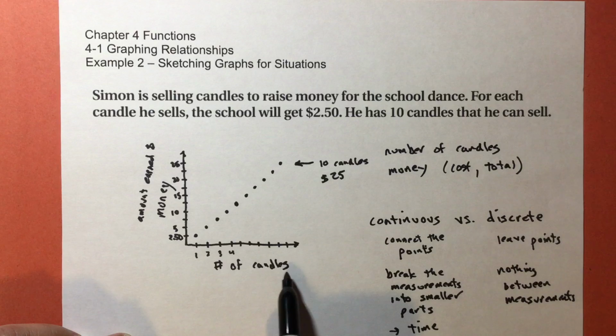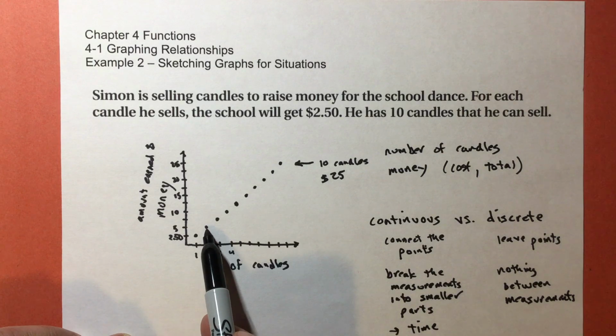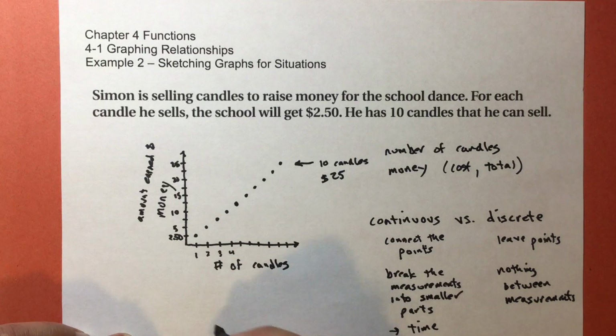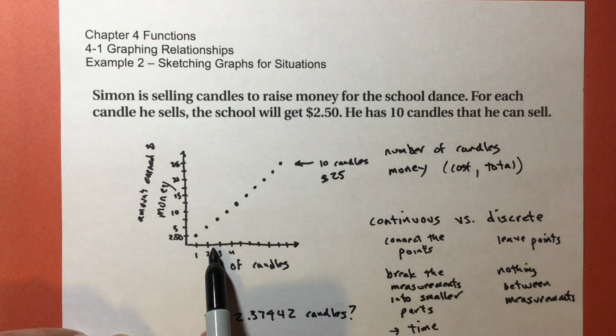Now what's measuring over here? Well, the number of candles. So 1 candle is going to cost $2.50, 2 candles are going to cost $5. We just talked about that. What if I wanted, or is it even possible, could you buy 2.37942 candles? Is that possible? 2.37942 is about right there. But if you said to Simon, hey, this is how many candles I want, 2 and part of another one, he's going to look at you and say, I can't do that. Just buy 3 and don't use it. All right? So you have to round up to the next one or round down if you don't want the part of it.